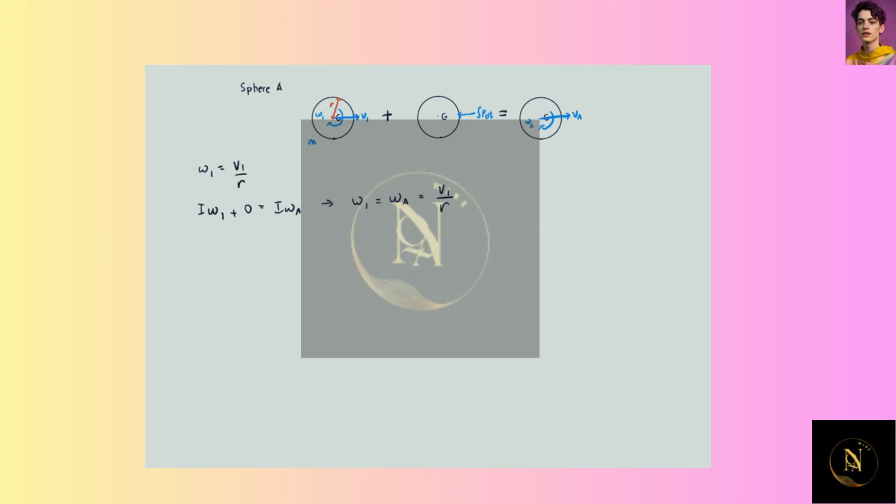Now, writing an equation for the linear components of momentum, still on sphere A, we'll have M V1 minus the impulse equals M VA. This is our equation 1.